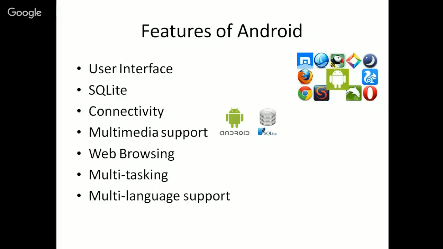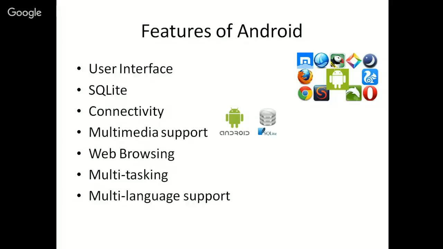Moving on to the features of Android application development, one of the best features is its database. It has one of the lightest and fastest databases, that is SQLite. SQLite is one of the fastest databases, which is integrated within the Android operating system.